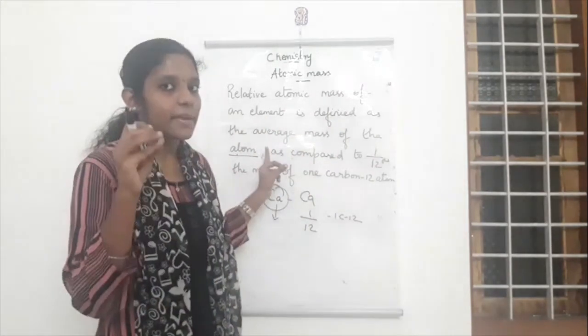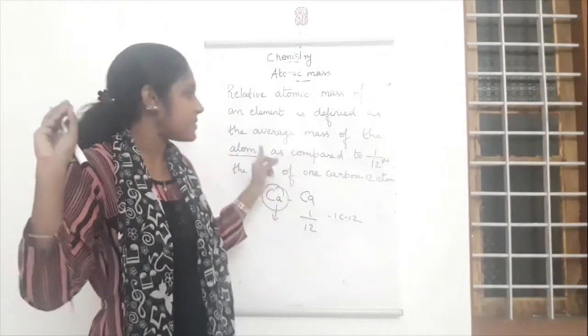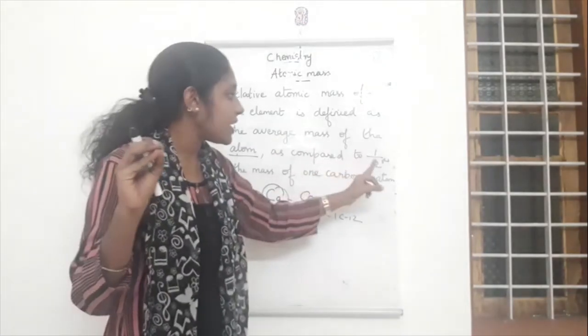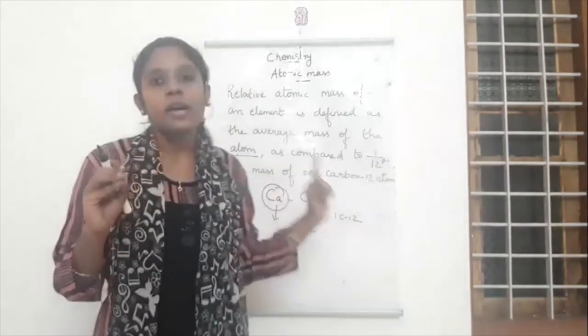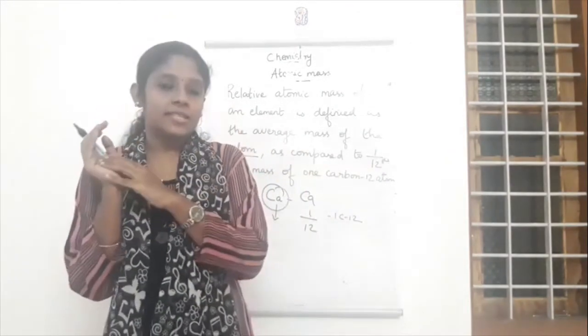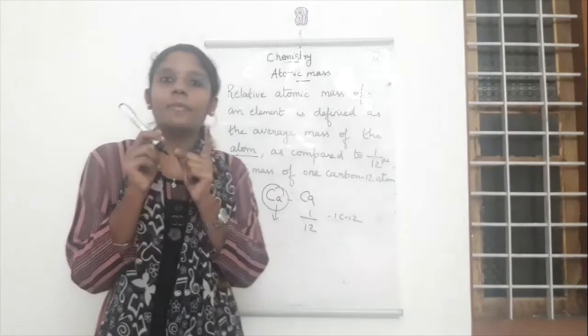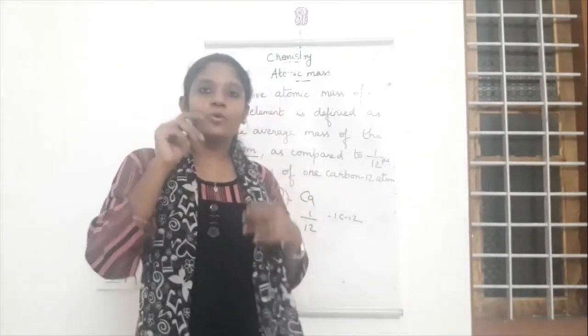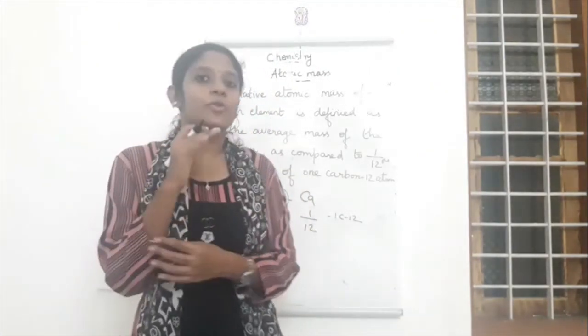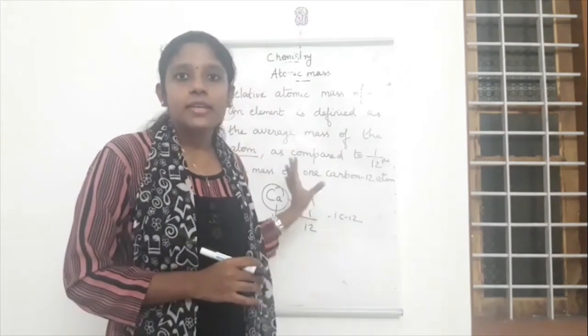Elements are made up of the same type of atoms, as compared to 1 by 12 the mass of one carbon 12 atom. Okay, so I hope that is clear for you. Dividing into 12 parts, you can give a conclusion.